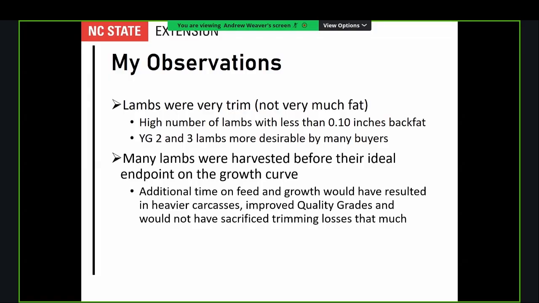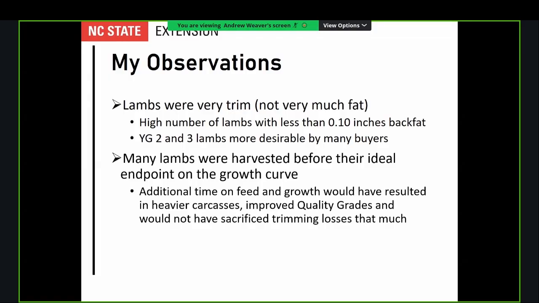It probably would not have hurt to shift to the right on that growth curve a little bit and get those lambs a little bit bigger, put a little more fat on them, get muscling up closer to where it starts to plateau and where we can get the most bang for our buck, getting the most out of that animal in terms of that ideal harvest endpoint.